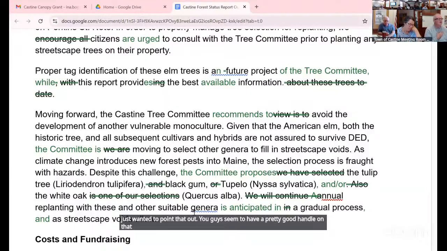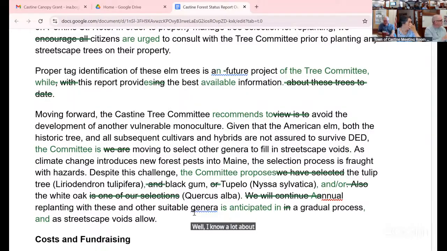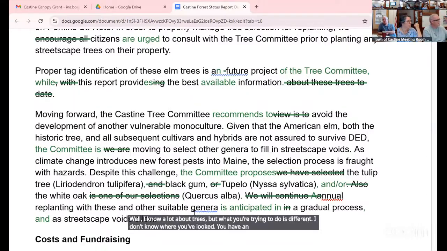Yeah. I know a lot about trees, but what you're trying to do is different. I don't know where you've looked. You have an advisor, Bill, who I've known for a long time; we were in school together, or close. So I would trust him on that.